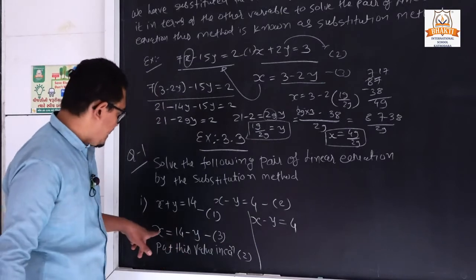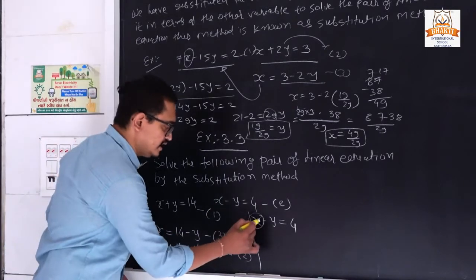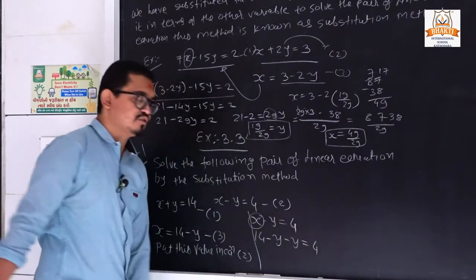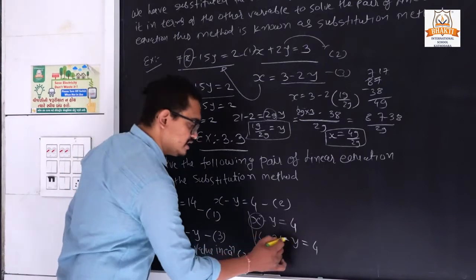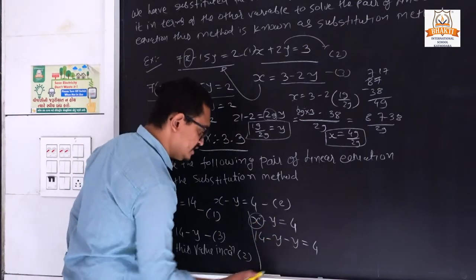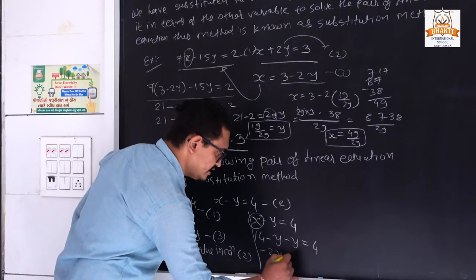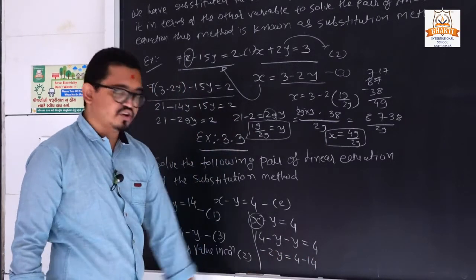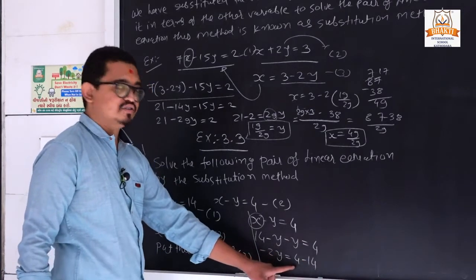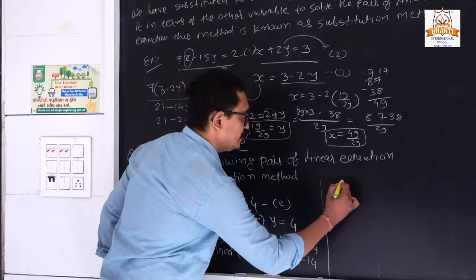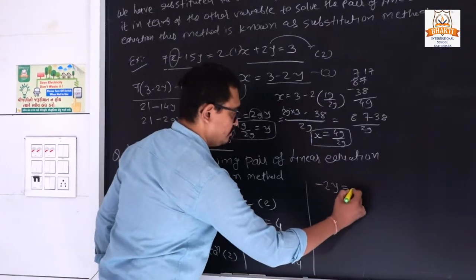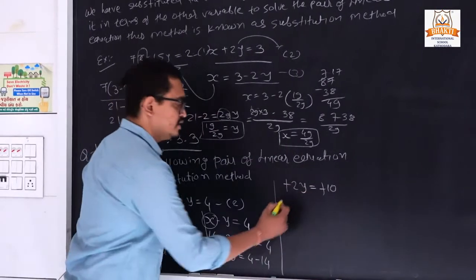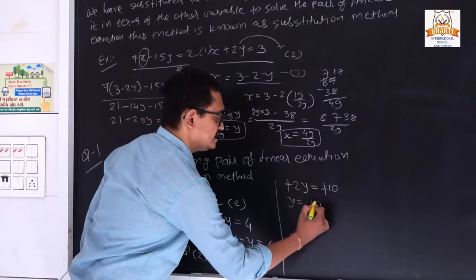Next, now x is replaced with 14 minus y. So here x is replaced with 14 minus y is equal to 4. Now minus minus becomes plus, and this 14 is going to the second side, so once again it becomes minus. So 4 minus 14, so 14 minus 4 is 10, so it will be minus 10. So minus 2y is equal to minus 10.